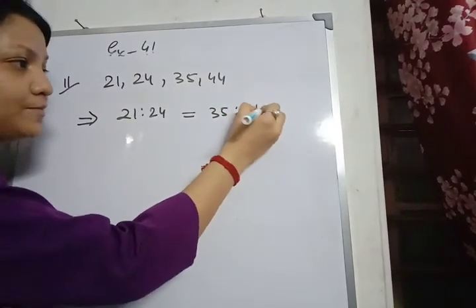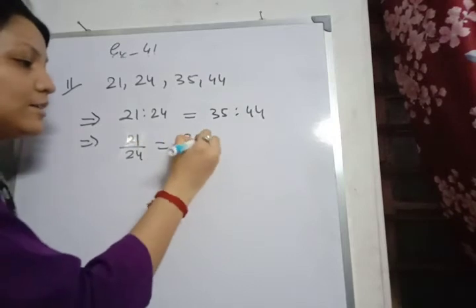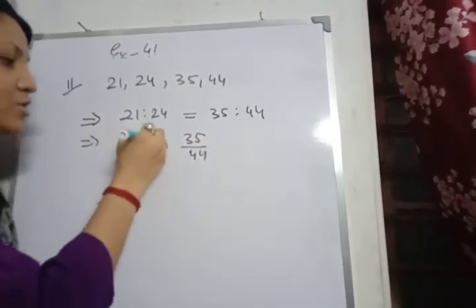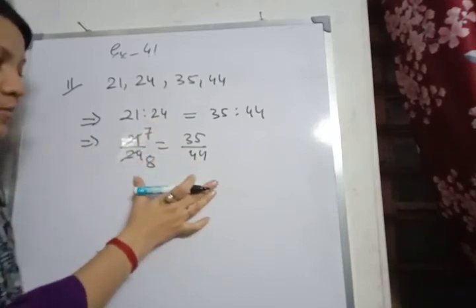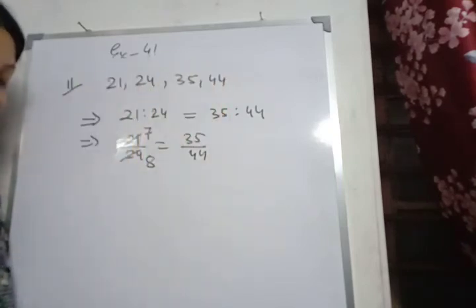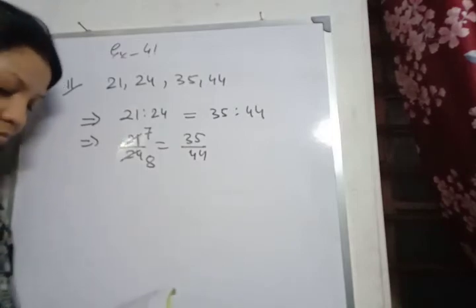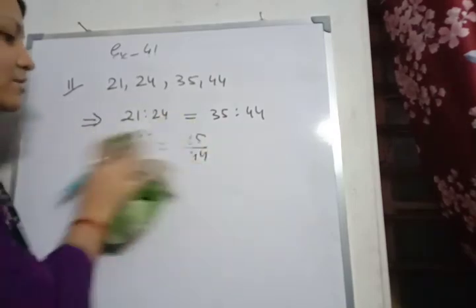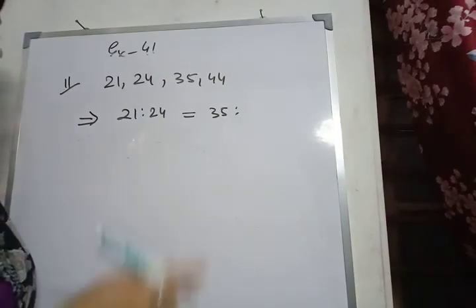So 21 is to 24, if they are in proportion, then 21 is to 24 should be equal to 35 is to 44. So 21 by 24 equals 35 by 44. This one, 3 7s are 21, 3 8s are 24. So these two sides are not equal, right? That means these terms are not in proportion, right? As both sides are not equal. That means we have to do the second part. We have to find out the fourth term. First part of the question, answer is no, they are not in proportion.